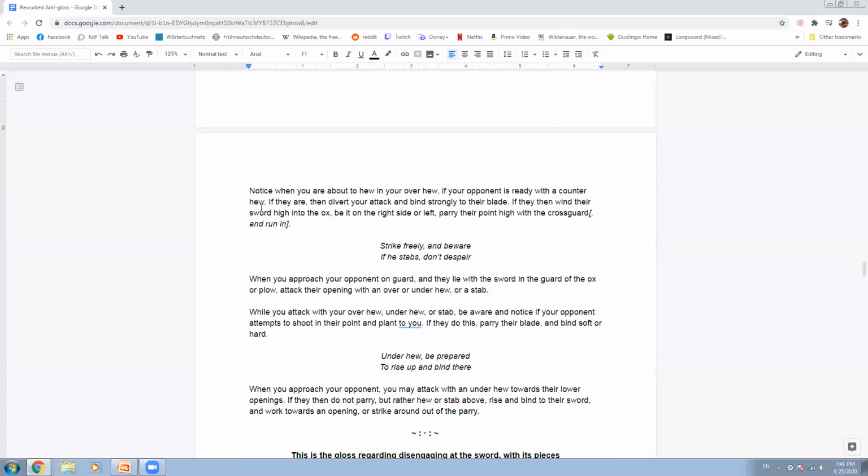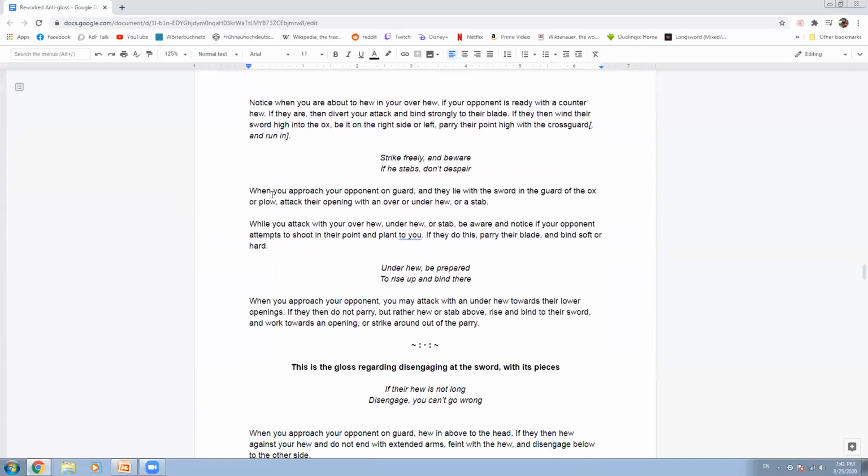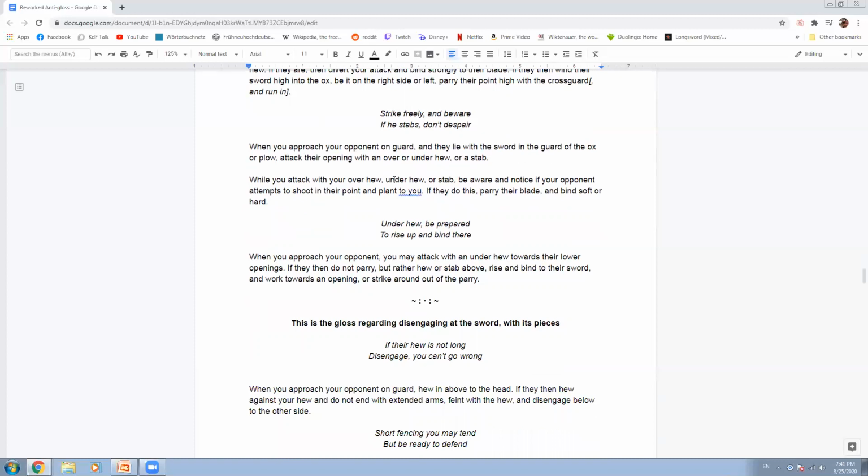Notice when you're about to hew in an overhew, if your opponent's ready with a counter hew. If they are, then divert your attack and bind strongly to their blade. If they wind into ox, be it the right or the left side, then parry their point high with the cross guard. So that would be against the winding from the Zornhau. When you approach your opponent on guard, if they lie with the sword in the guard of ox or plow, attack their opening with an over, underhew, or a stab. So this is from the Ansetzen.